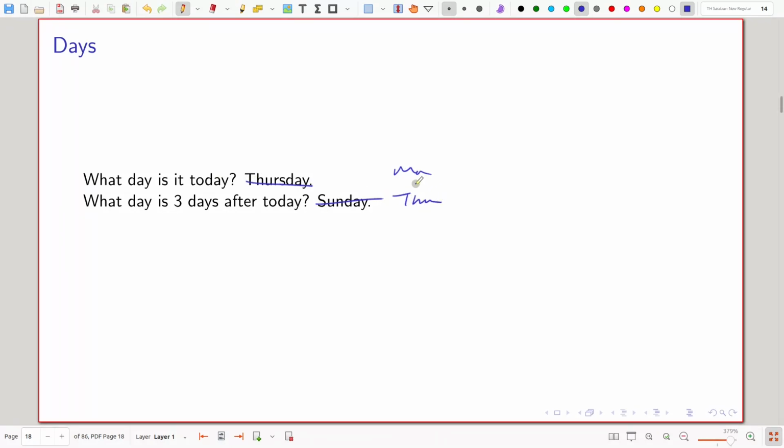Okay. And then what day is 20 days after today? If today is Monday, you count through the days of the week, and then you come back to Monday again. So the numbers go over themselves over and over again. If you think about numbers in this way, they roll back to the first number. This is how we think about modular arithmetic.